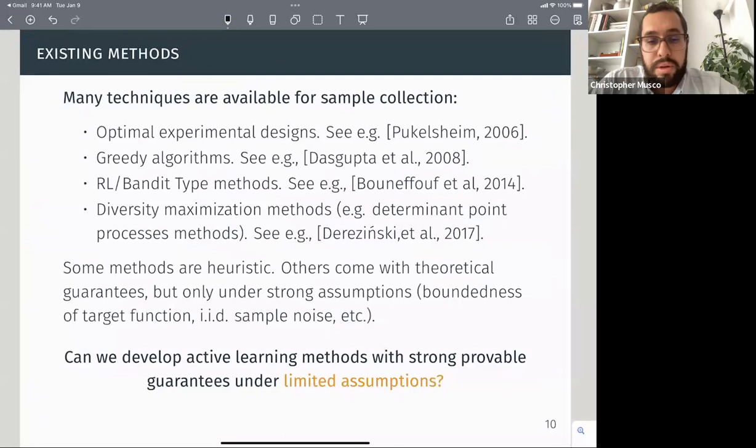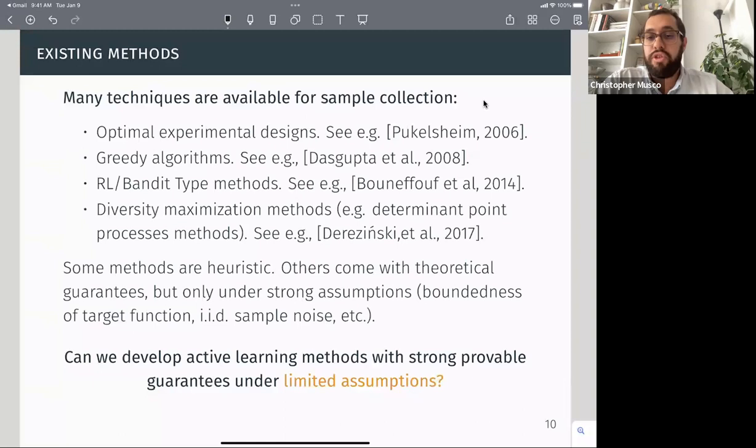Okay, there are many techniques for experimental design or active machine learning. There are classical methods from statistics, optimal experimental design methods, which seek to reduce the variance of your design strategy in some sense. There are greedy algorithms. The problem is closer related to reinforcement learning type problems like bandit methods or linear bandit methods. So there are methods coming from that community. There are diversity maximization methods which seek to optimize the diversity of samples, like determinantal point process sampling. Tons of different methods out there.